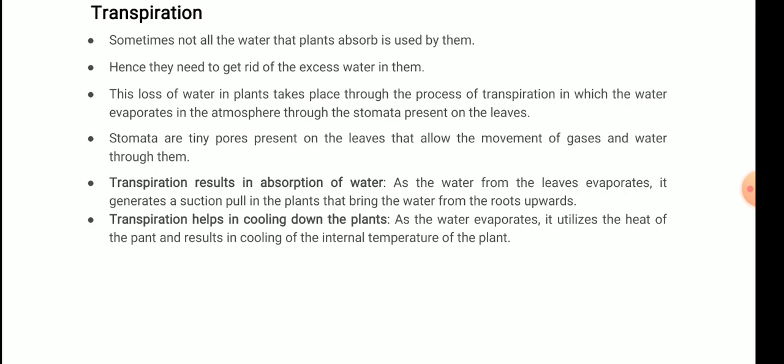So the water moves in the plant due to pull, not the push by the roots. So if you are asked what is the main reason for the movement of water, it is the pull due to the transpirational pull.